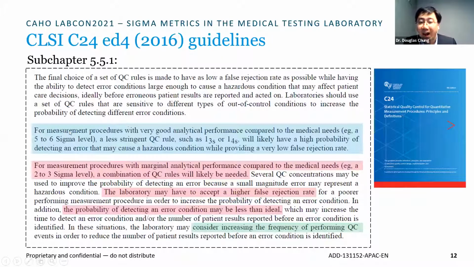You see that for high sigma assays, they're specifying that you can use less stringent rules, such as 1-3s or 1-4s. But for your assays with poor performance, such as those with 2 to 3 sigma, you need a combination of QC rules. You may need to accept higher false rejection rates, and the probability of error detection may be less than ideal.